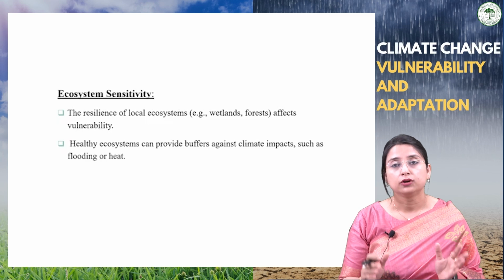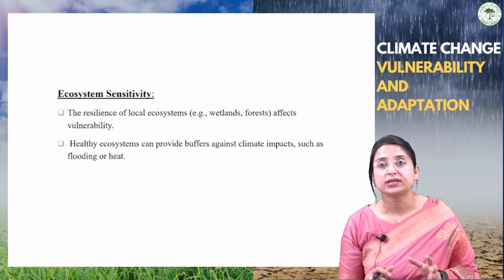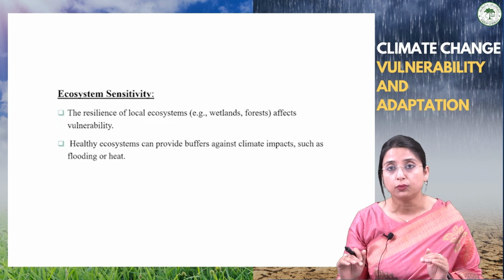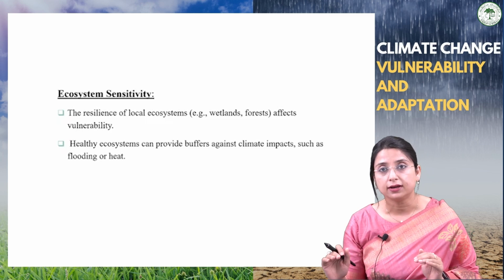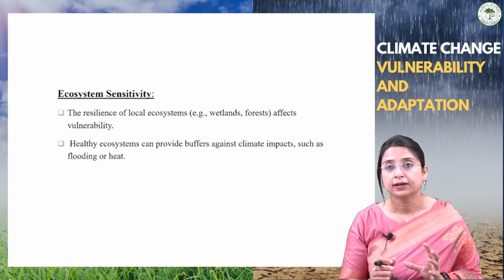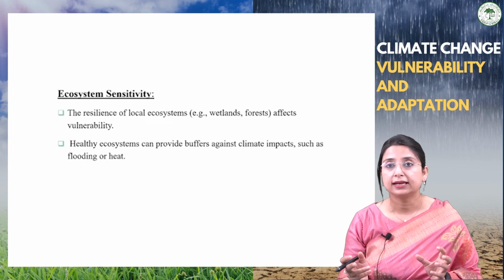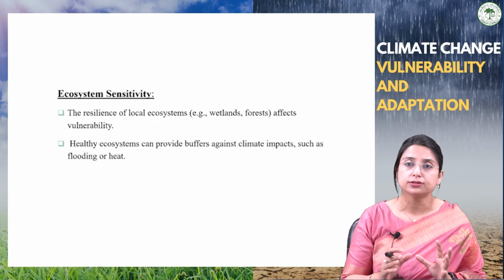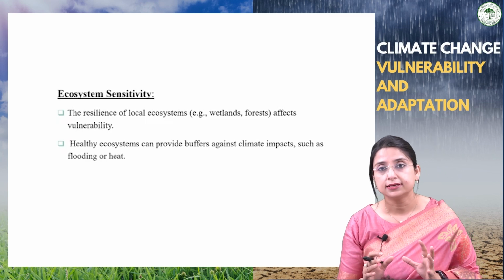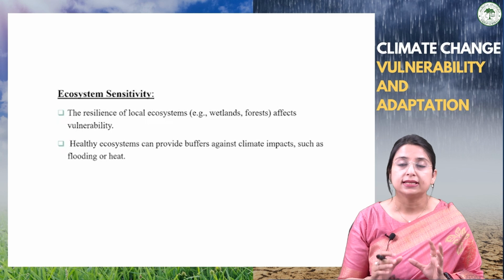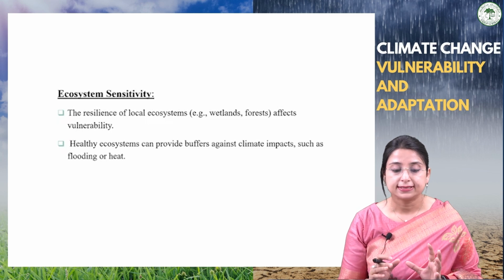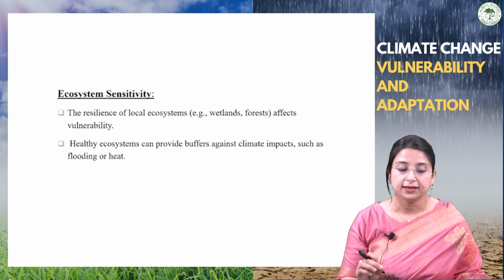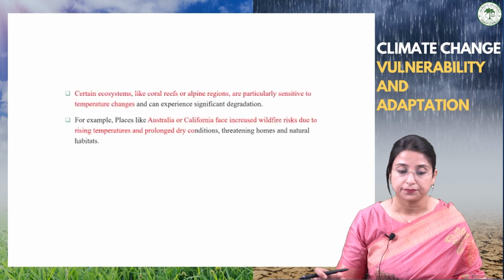That will affect not only the aquatic life and aquatic ecosystem, but it is also a source which recharges the ground, maintaining the underground water level. So all these things will be affected. Similarly, forests are the natural carbon sink. If the forest area is reduced, certainly the carbon dioxide content in the atmosphere will increase. That's why it is said that a healthy ecosystem can provide buffers against climatic impacts such as flooding and heat.